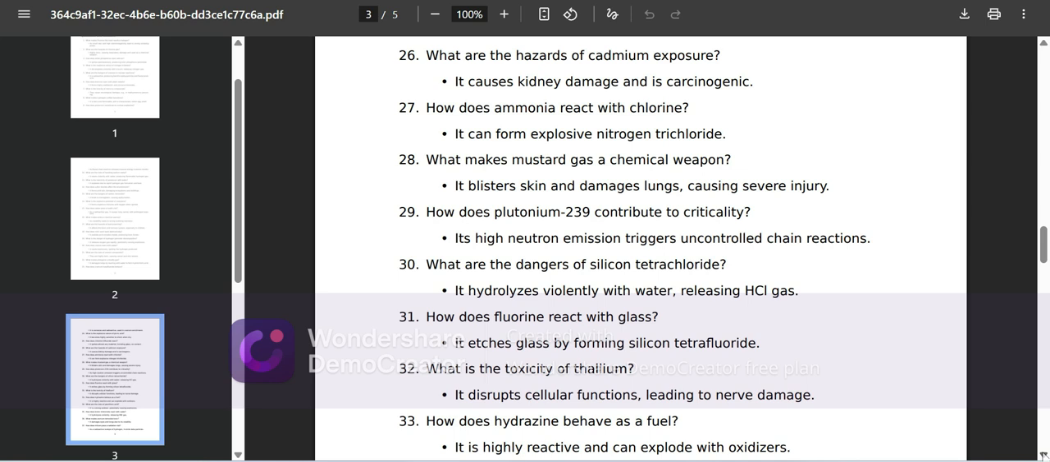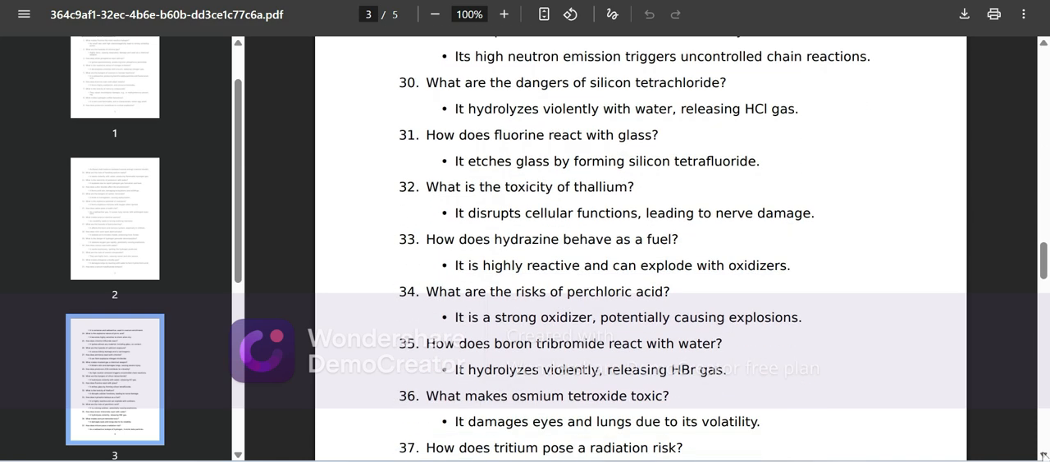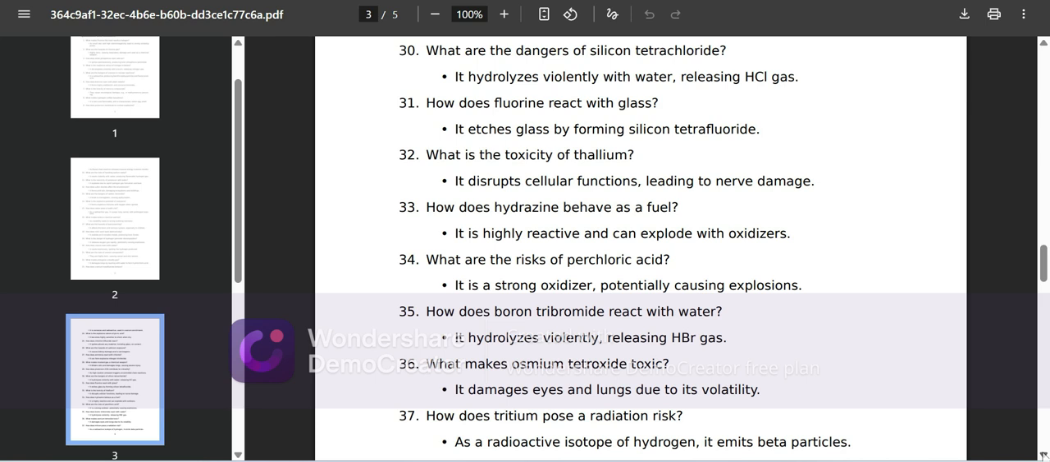What are the dangers of silicon tetrachloride? It hydrolyzes violently with water, releasing hydrogen chloride gas. How does fluorine react with glass? It etches glass by forming silicon tetrafluoride.